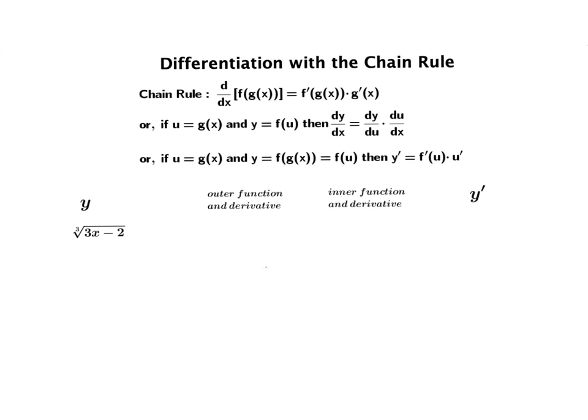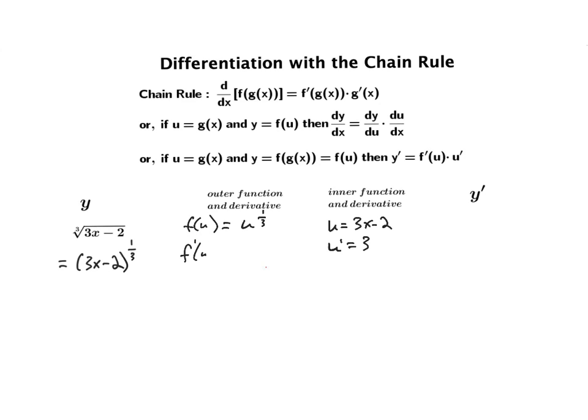In this next example, it's important to rewrite this using an exponent. So let's do that. 3x minus 2, and that's going to be to the 1/3 power. Now we should see that our inner function here is 3x minus 2, and our outer function is going to be u to the 1/3 power. So u is 3x minus 2, and u prime then would be 3. And then our outer function, f of u, is going to be u to the 1/3.